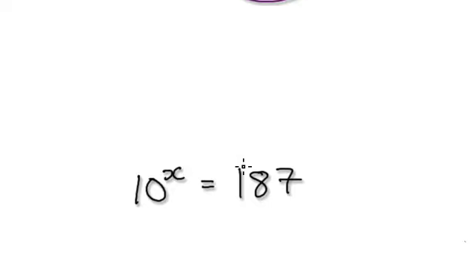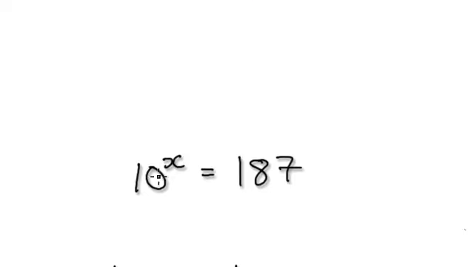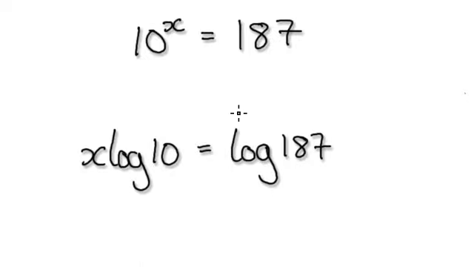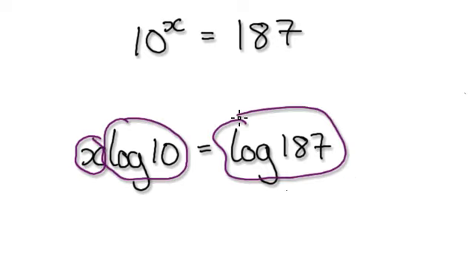Okay, so next one here. So solve this. 10 to the power of what will give us 187? So press pause and have a go. Okay, so to do this here, log both sides. So that will then give you this. So now you've got one bubble multiplying with this equals this thing here.